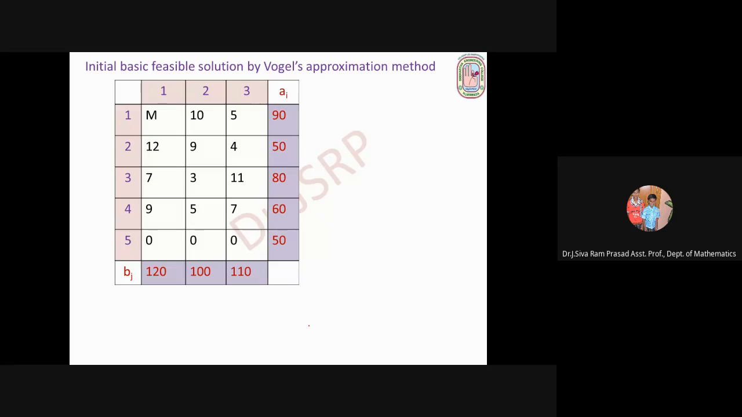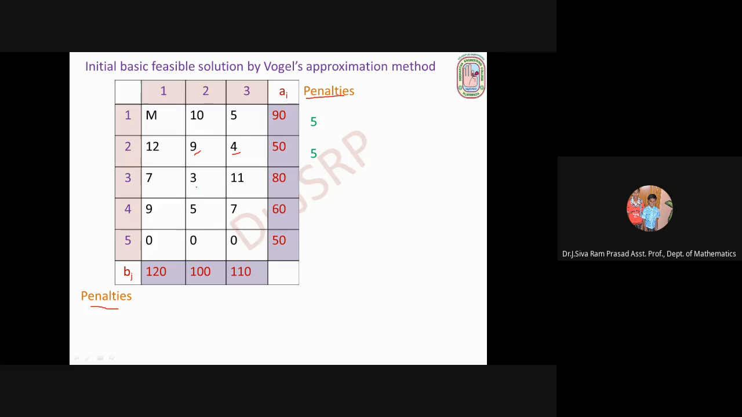So what are the steps involved in Vogel's method? Already I have discussed. First, find penalties for rows. So here write row penalties, and here write column penalties. What is the first row penalty? Least cost 5, next least 10, so difference 5. Penalty means the difference of the least cost and the next to the least cost in the row, and similarly for columns. First row penalty 5, second row penalty is also 5, least cost 4, next least 9.